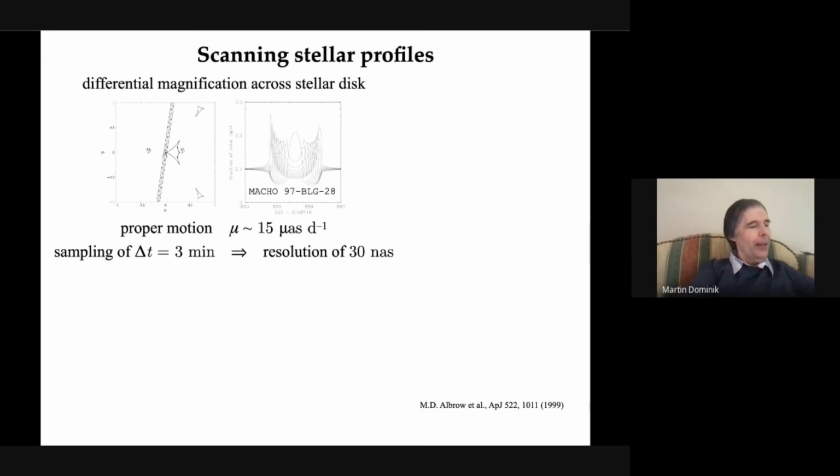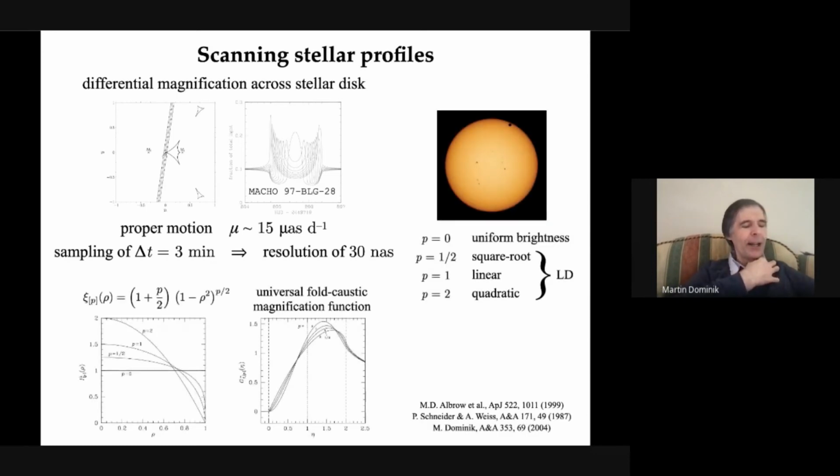With stars getting fainter and redder towards the edge, one can also use parametric functions of limb darkening laws, where for each profile function, one finds a universal fold caustic magnification function.